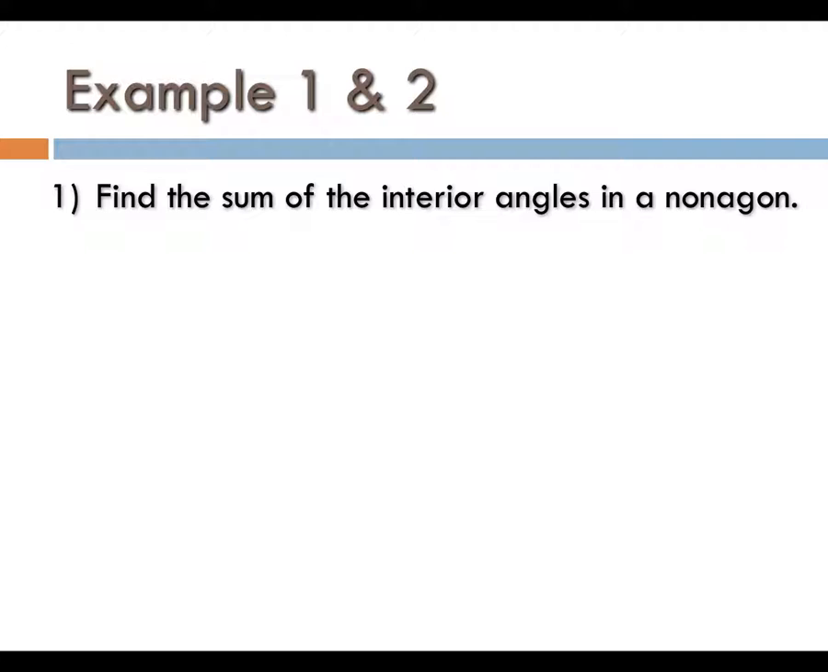No. Sum. Because we don't know it's regular, so you can't divide by 9. So what should it be? It should be a big honking number. Okay, then it's 1,260. Yes, beautiful, 1,260. Is everybody good with that? Beautiful.